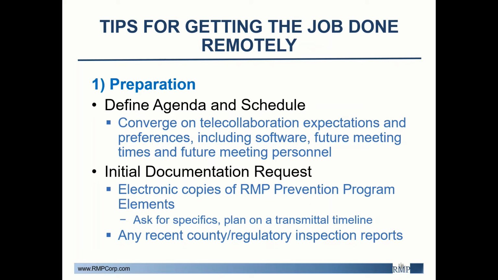And as part of the initial documentation request, another thing you want to ask for besides the prevention program elements are going to be any recent county or regulatory inspection reports. This is on a case-by-case basis, but maybe if the administering agency has recently done an inspection, a formal inspection on the facility, and in their report they cite any deficiencies, that'll be good. That's good information to hand up to an internal or external auditor up front.